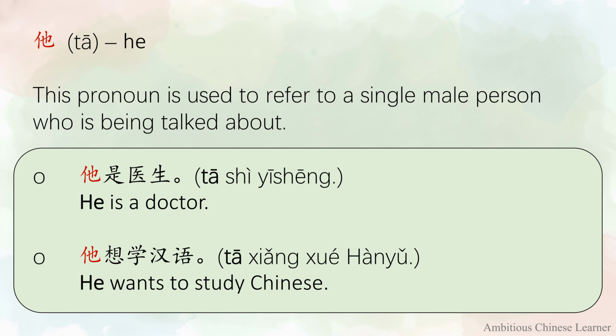他, he. This pronoun is used to refer to a single male person who is being talked about. 他是医生. He is a doctor. 他想学汉语. He wants to study Chinese.